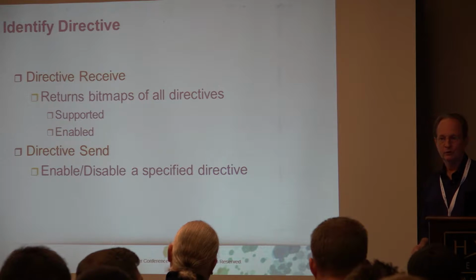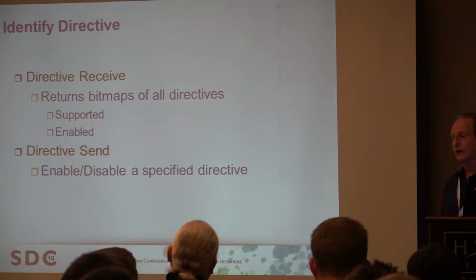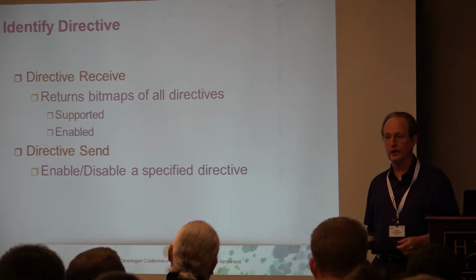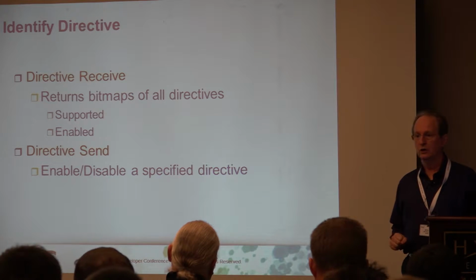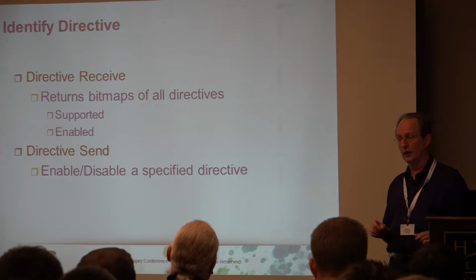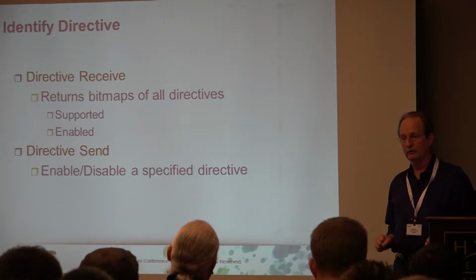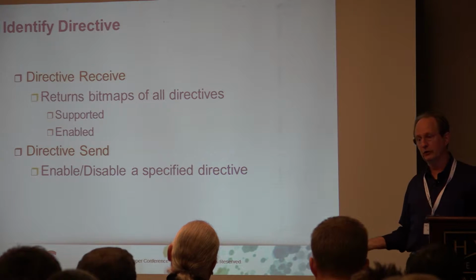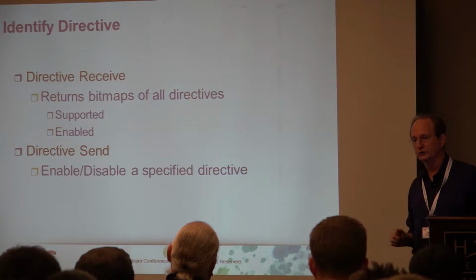Is that a bitmap too, or just a single? No, that's a single. That is a directive type and an enable or disable. So it's more than 5 bits? No, it's a 5-bit value. It's a 5-bit encoded value of the directive type, and then a single bit that is either 1 to enable or 1 to disable.